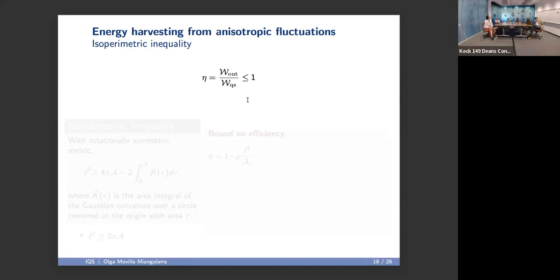So maybe I can make a comment here. Usually a thermodynamic efficiency would be the work output divided by heat input from the hot bath. And so you've changed that definition here. Maybe you can motivate the change.